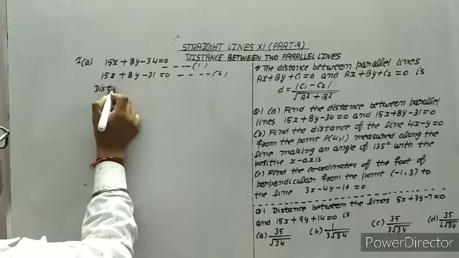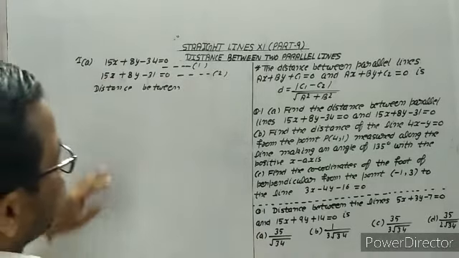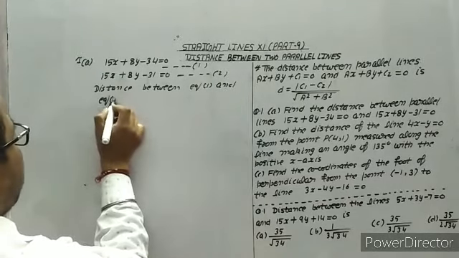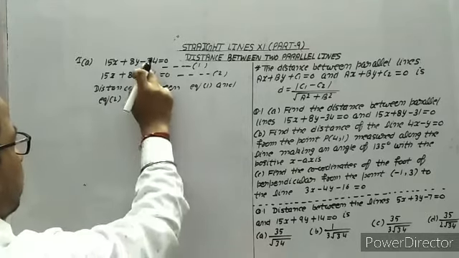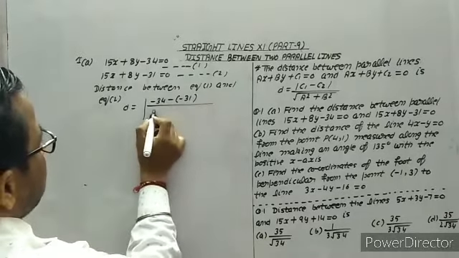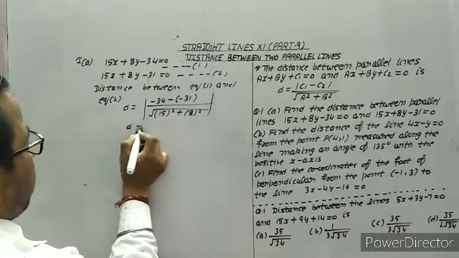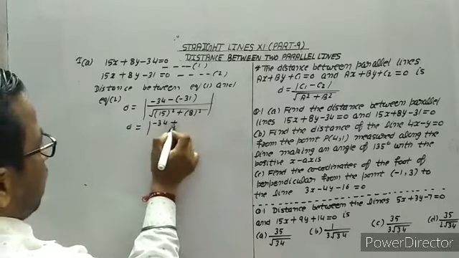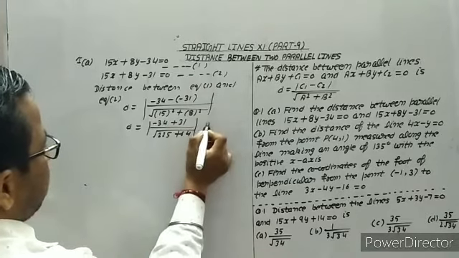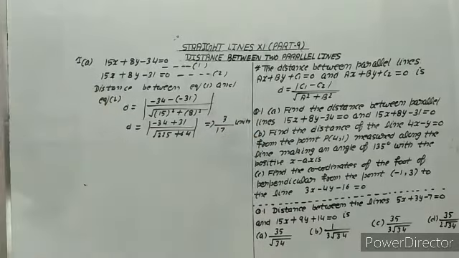So for the distance between these two parallel lines, because the coefficients are the same, these two lines are automatically parallel. The distance between equation 1 and equation 2, we know by the simple rule, d equals c1, which is minus 34, minus c2, which is minus 31, upon under root 15 square plus 8 square. So d equals minus 34 plus 31 upon under root 225 plus 64. So d equals 3 upon 17 units, and this is the answer for this part.